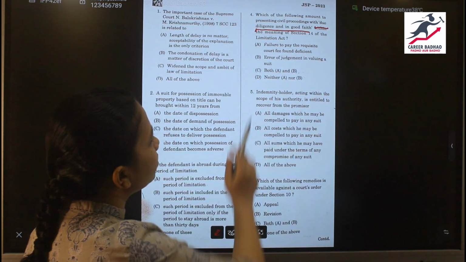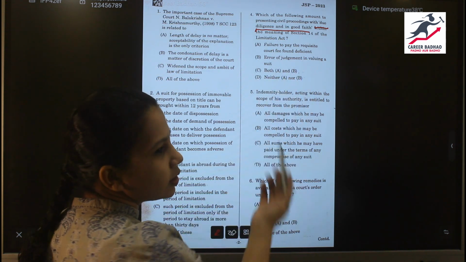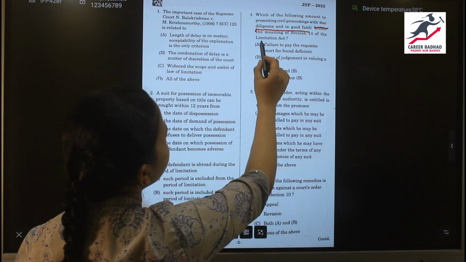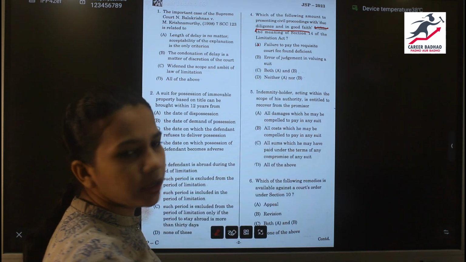Let's see. Option number A is failure to pay the requisite court fee found deficient. This clearly indicates that it is a failure from the plaintiff's end. So option A doesn't fall within the meaning of due diligence.